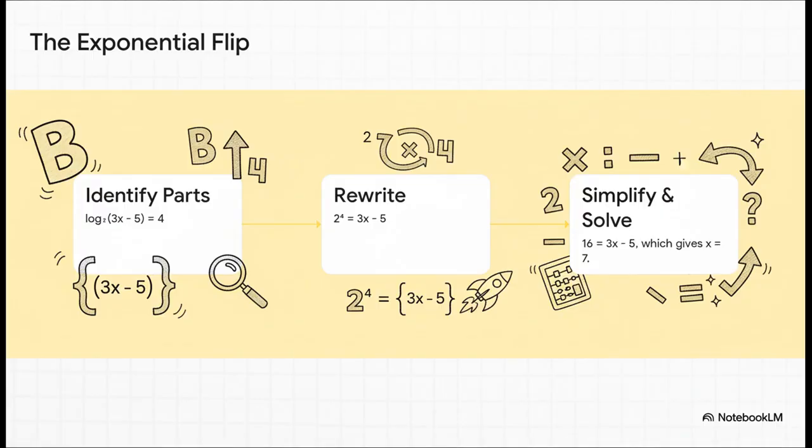Log base 2 of the quantity 3x minus 5 equals 4. Let's do the flip. The base is 2, the exponent is 4, and it all equals the argument, 3x minus 5. So that's just 2 to the 4th power equals 3x minus 5. Well, 2 to the 4th is 16, so now we just have 16 equals 3x minus 5, and hey, that's an easy one to solve, and we get x equals 7.